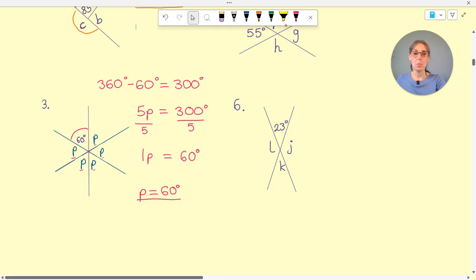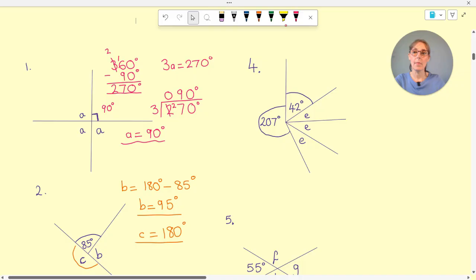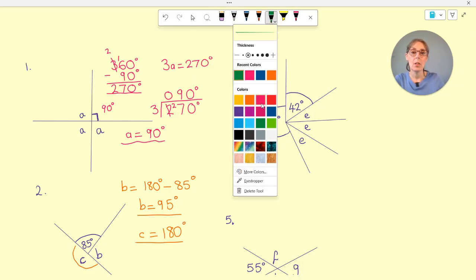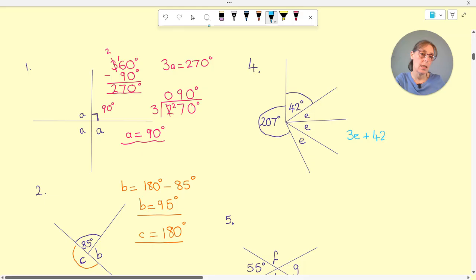Okay, let's go to number 4, which is up here. Okay, let's choose a different colour. Blue. Okay, let's do that. Right, we've got 3 E's, we've got a 207 degrees, and we've got 42 degrees, and they all equal 360. So we've got 3E plus 42 degrees plus 207 degrees is equal to 360 degrees.